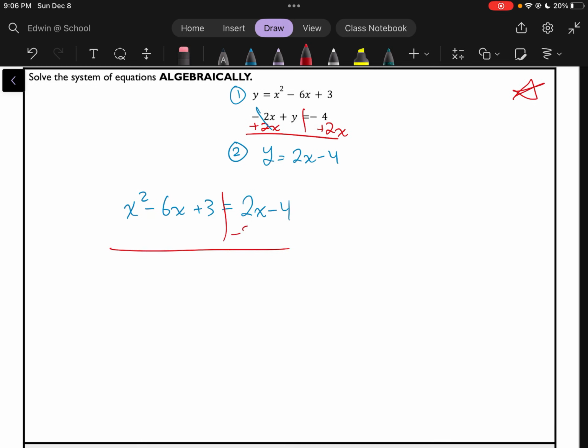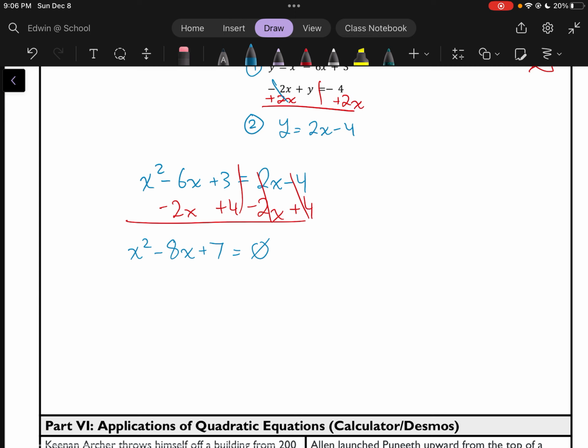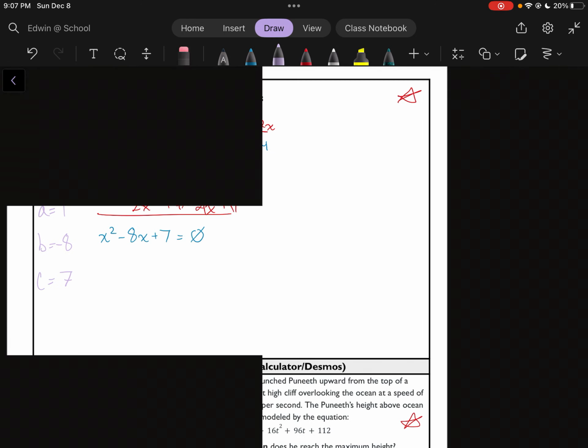From here, very similar process. Subtract the 2x and add the 4. Cancels out. X squared minus 8x plus 7 equals 0. And again, we have a very simple equation that we could just use solving quadratic formula or just by factoring, which you could probably get the factors very easily.